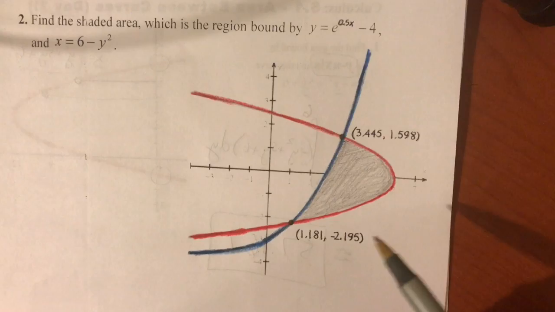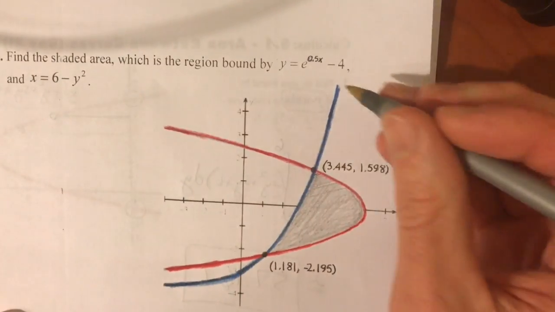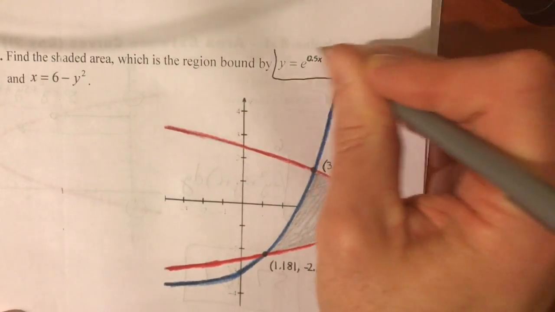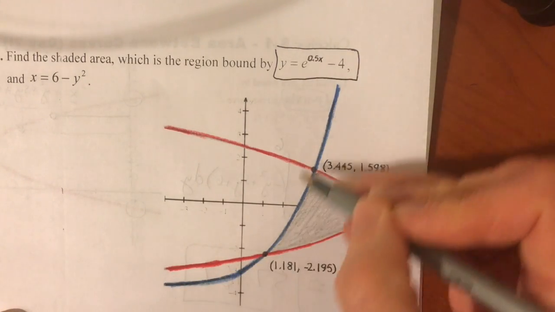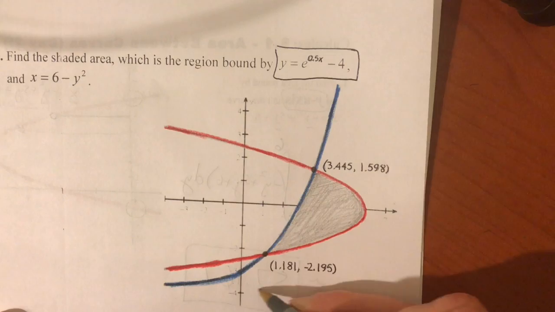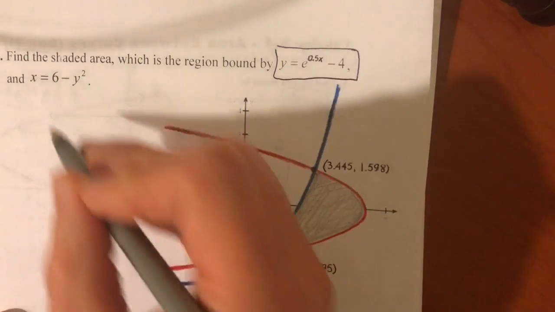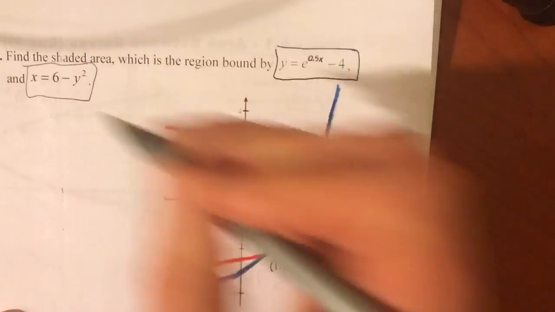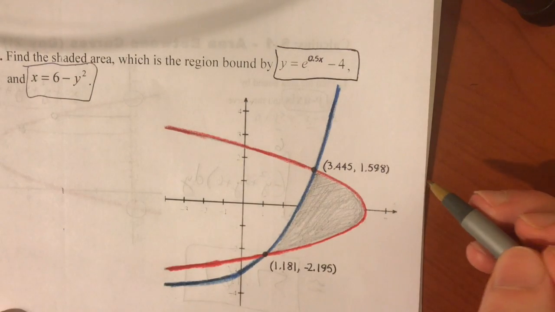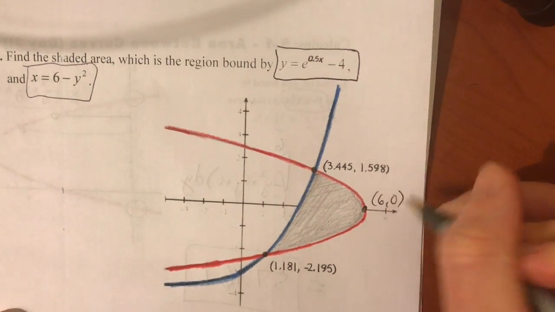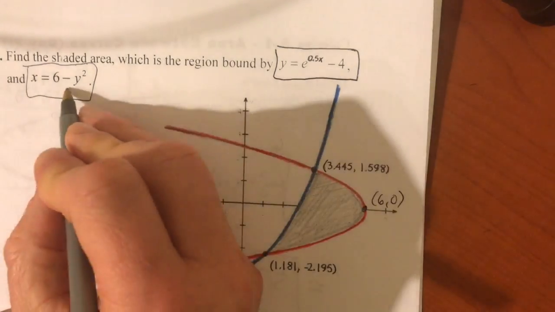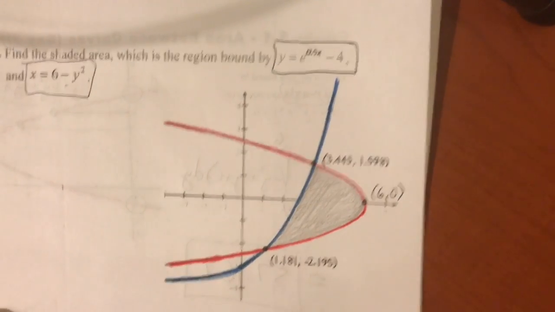Let's find the shaded area, this time bound by this curve, y equals e to the 0.5x minus 4. That's this exponential growth with a horizontal asymptote of y equals 4. Nice, right? And this sideways parabola of x equals 6 minus y squared. It's got its vertex at (6, 0), and it's opening to the left because of that negative coefficient.